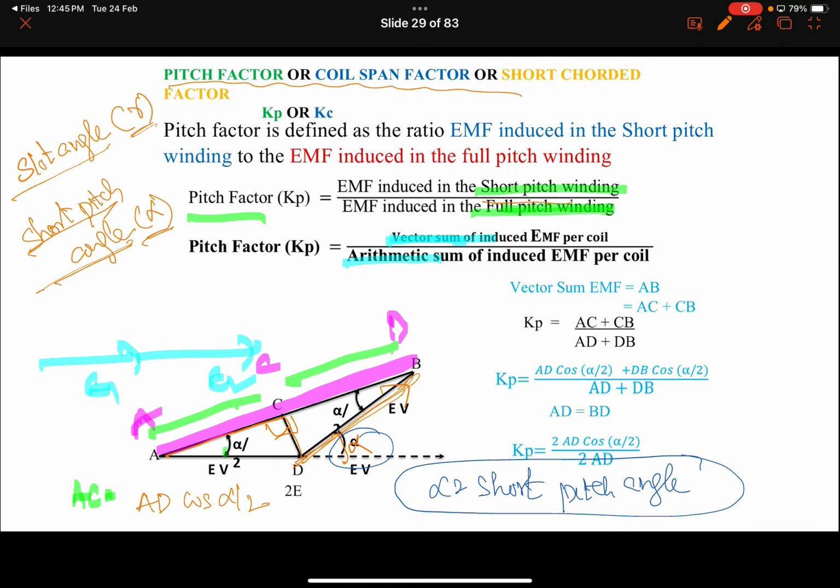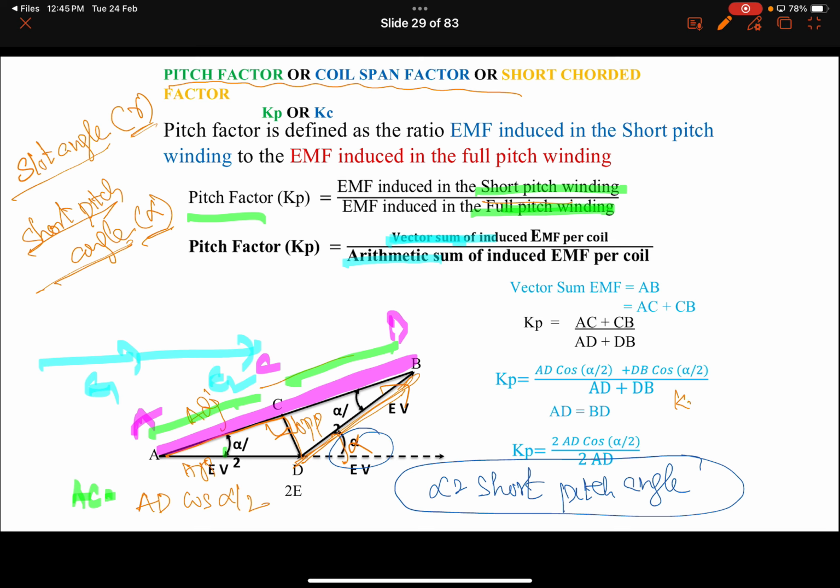What is cos theta? Adjacent by hypotenuse or not? This one is adjacent. This one is hypotenuse. This one is opposite. So cos theta equal to adjacent by hypotenuse. And if I want the adjacent value, it is hypotenuse into cos theta. What is the angle here? Cos of alpha by 2 into AD. What is this length here? It is AD. Similarly, we can also calculate the BC length in the same manner. So by adding these two, we can get the result here.